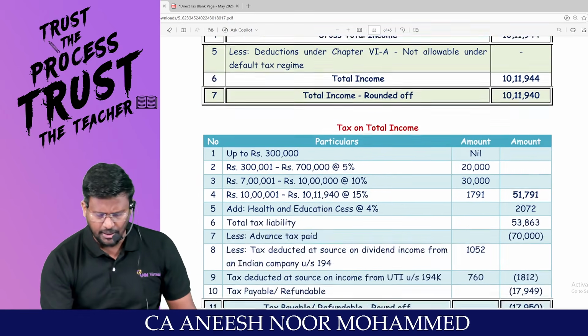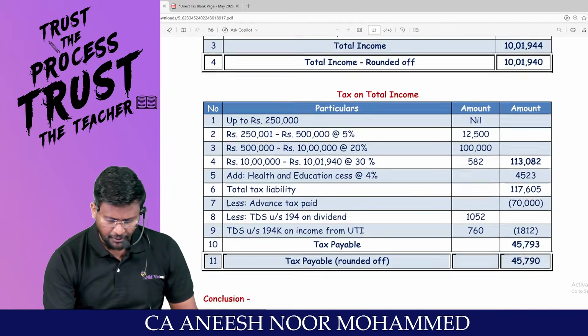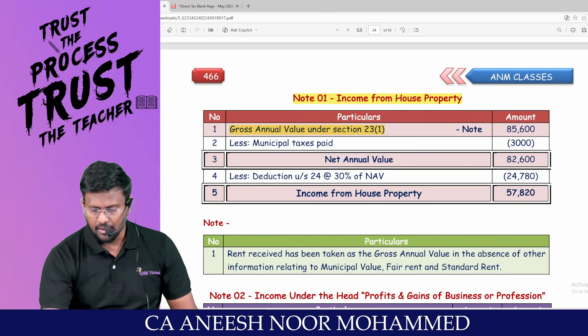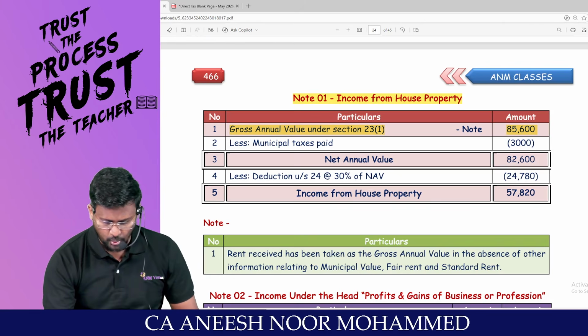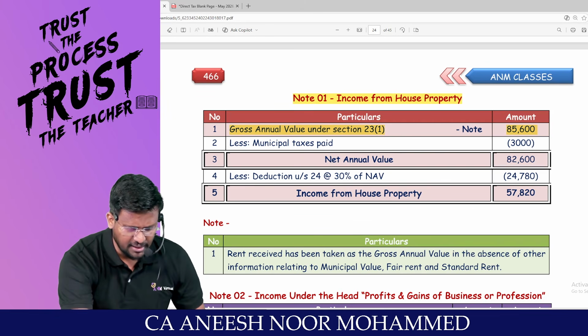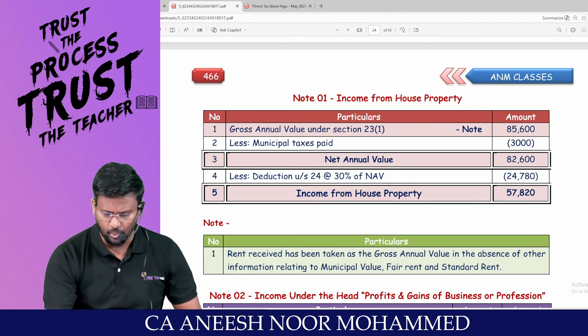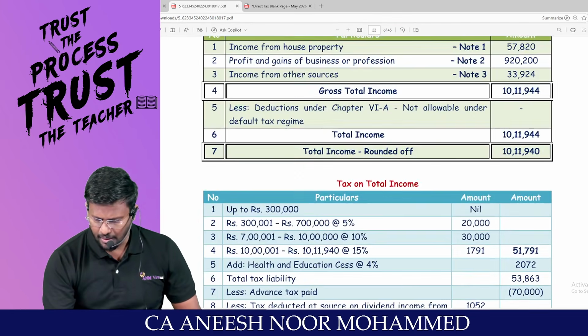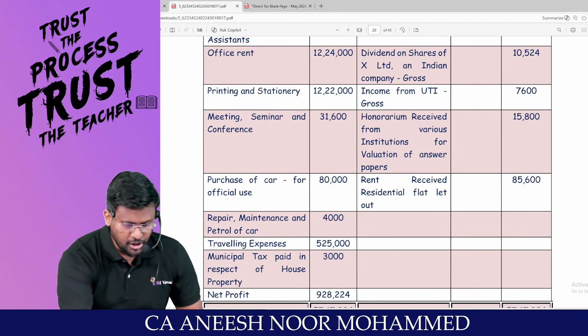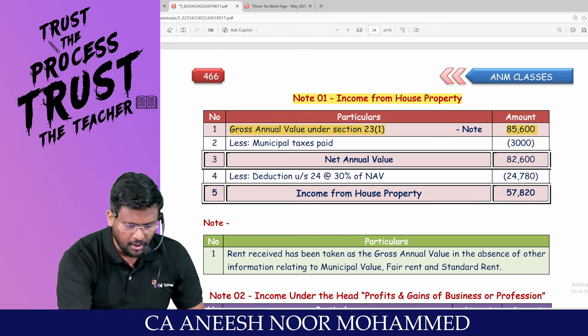Can I first do with the income from house property? Income from house property, look at here. Gross annual value. How much is the amount given? 85,600 is the amount credited in the P&L account. Am I right? This 85,600 should be removed from PGBP and should be included in IFHP.